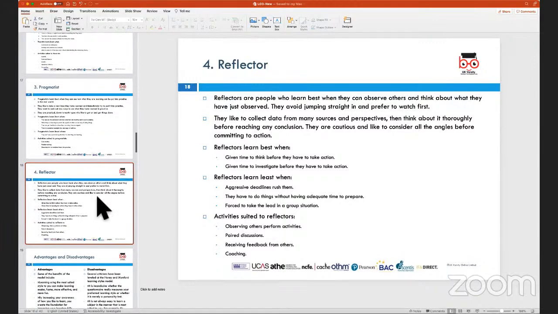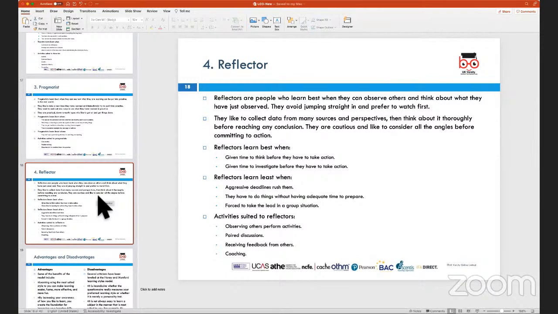The last category, according to Honey and Mumford, was reflector. Now, these are people who learn best when they observe others. They are also sometimes called fence sitters. They will see others do the task first, and then they will jump into it. So they do not want to start or take the first initiative.